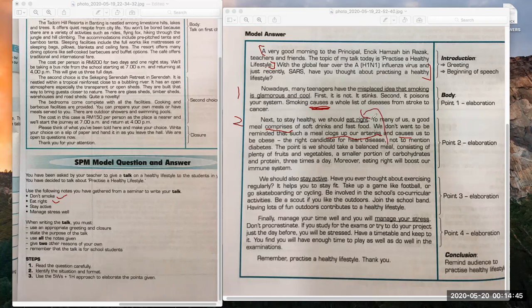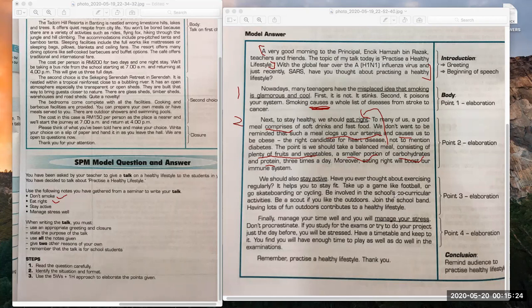Again, goes back to this idea, consisting of plenty of fruits and vegetables, a smaller portion of carbohydrates and protein 3 times a day. Moreover, eating right will boost our immune system. Again, it's vocabularies. You have to know apa itu carbohydrates dalam BI, apa itu protein, apa kegunaan carbs, kenapa kita mesti kurangkan carbohydrate, kenapa kita mesti banyakkan fruits and vegetables. Okay? Semua ini adalah kamu punya pengetahuan yang kamu perlukan untuk esei yang begini.